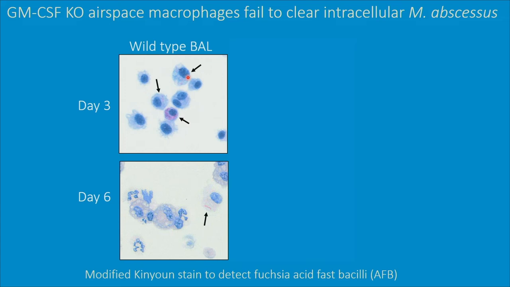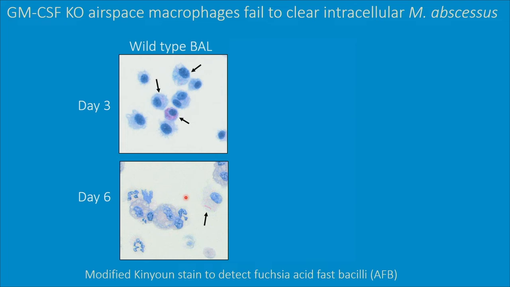Some, like these two, have only one or two bacteria. But you can find a bunch of macrophages that are just chock full of bacteria. In contrast, at day six, you have to search the entire slide to find the few macrophages that are AFB positive. And when you find them, there's only one or two bacteria per cell.